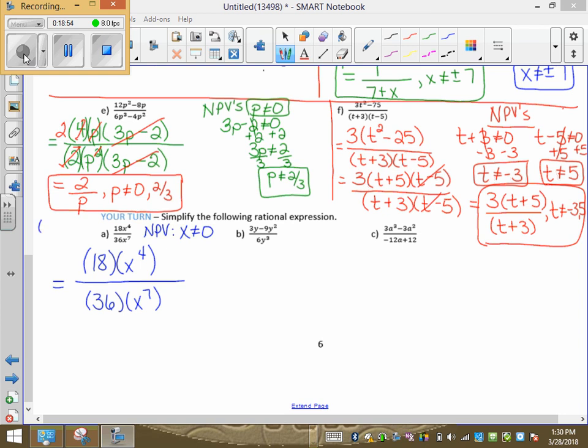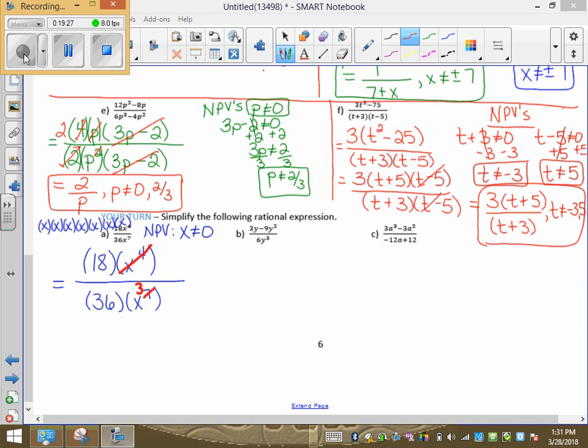Because x to the 7 is literally just x, 2, 3, 4, 5, 6, 7. So you'd have 7 MPVs that are x can't equal 0. You just don't list them 7 times. Okay? Now, what can I cross off? 4 of these x's can cross off 4 of these. So how many do I have left? 3. And where are they left in? In the bottom, right? They're left in the bottom. So just keep them there.